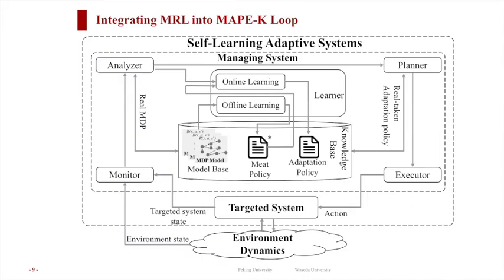Finally, we propose a new self-adaptive framework shown in this picture, incorporating meta-reinforcement learning based on the MRAP approach and the MAPE-K loop. The knowledge base saves and manages a set of MDPs designed in the offline phase. The meta policy is generated by the learner, and the adaptation policy adjusts to real scenarios in the online phase.